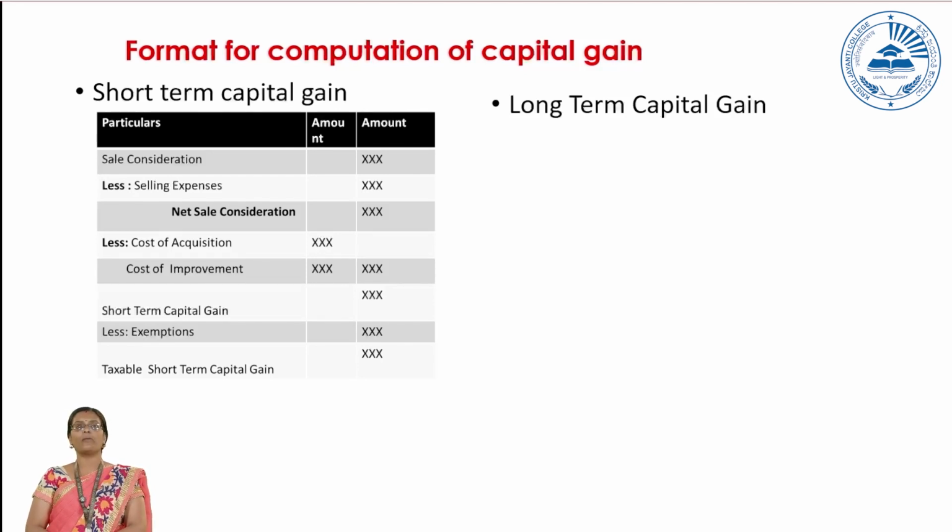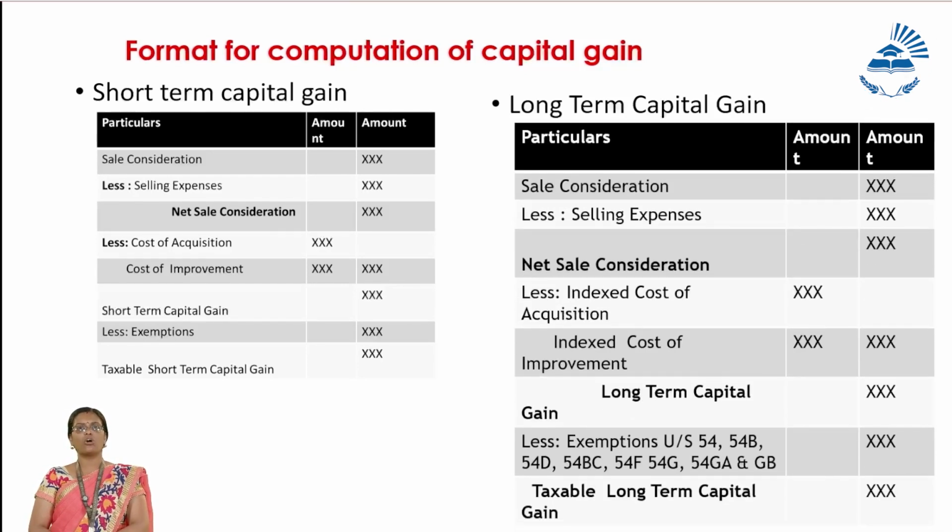Now, when you compare the format of short-term and long-term capital gain, it's almost the same, wherein in case of long-term capital gain, after arriving at net sale consideration, we give indexed cost of acquisition as one deduction and indexed cost of improvement as another deduction. When you compare these two formats, in case of short-term capital gain, the amount to be deducted is just the cost of acquisition and just the cost of improvement, whereas in case of long-term capital gain, we deduct indexed cost of acquisition and indexed cost of improvement. The meaning of acquisition and improvement remains the same as we have seen for short-term capital gain.